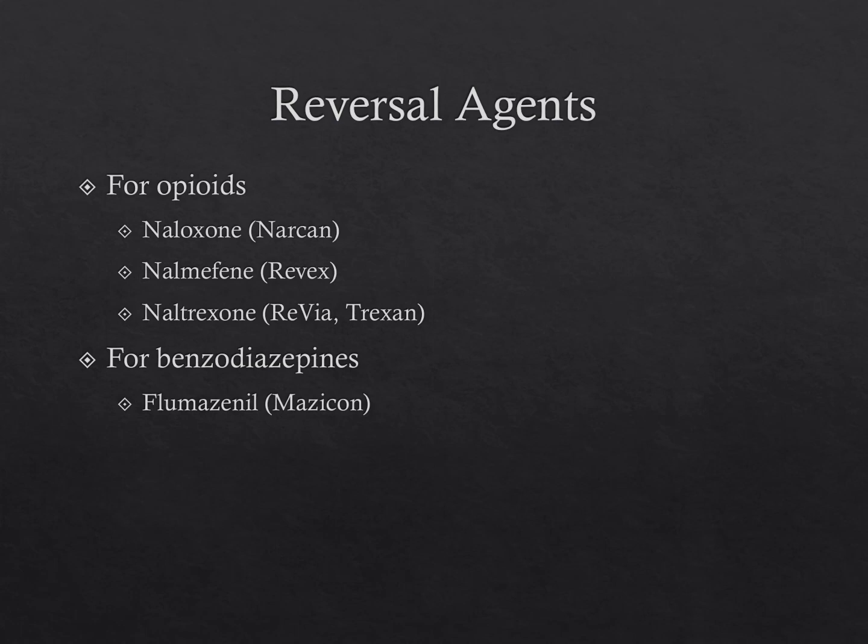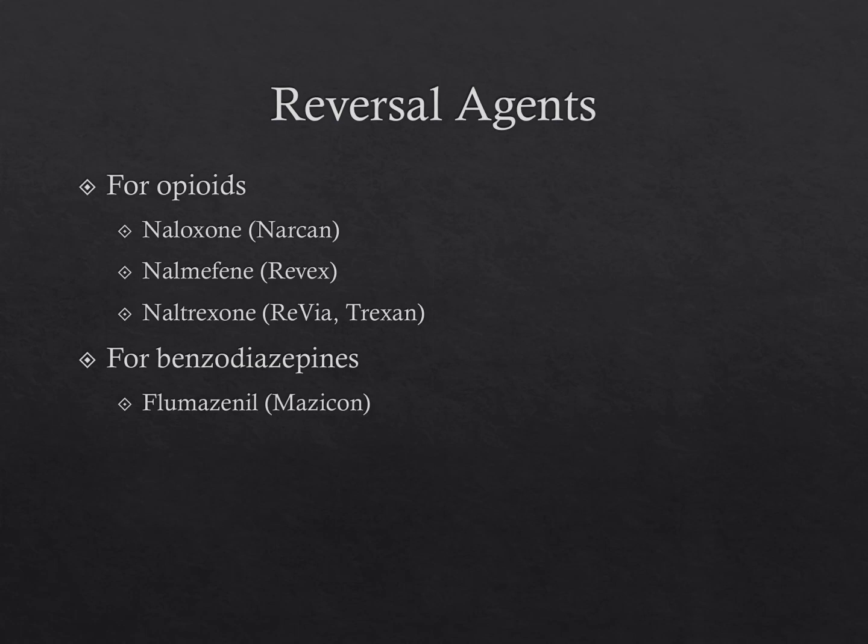And then the last thing we'll discuss are reversal agents. So these counteract specific anesthetic agents, and they're designed basically for surgeries that end sooner than expected. So they're going to give a reversal agent if they need to get rid of that initial anesthetic agent. For opioids, you've probably heard of Narcan. That's one. And you can also see Revex and Trexan. Those will be some other ones.